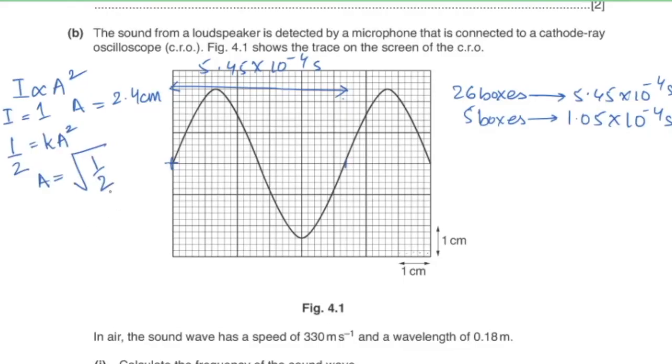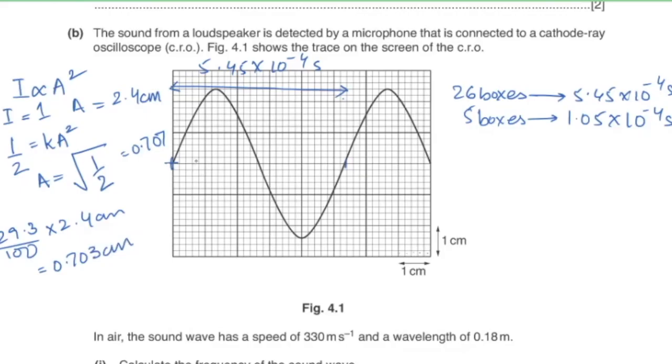So root 1 by 2 is 0.707. This means that every time you decrease intensity to half, your amplitude is going to decrease by 29.3%. So this time your amplitude would be decreased by 29.3 divided by 100 into 2.4 centimeters. This means that there will be a decrease of 0.703 centimeters from 2.4 centimeters, which equals 1.7 centimeters.